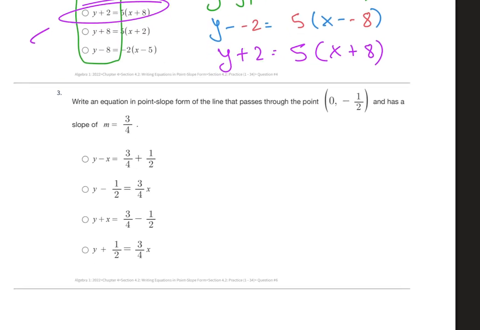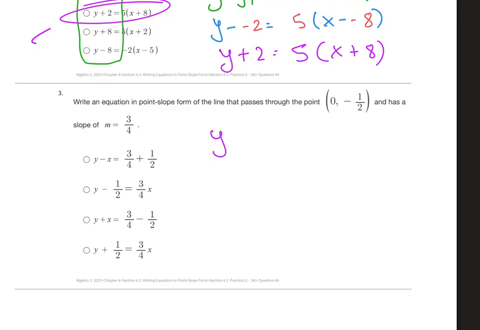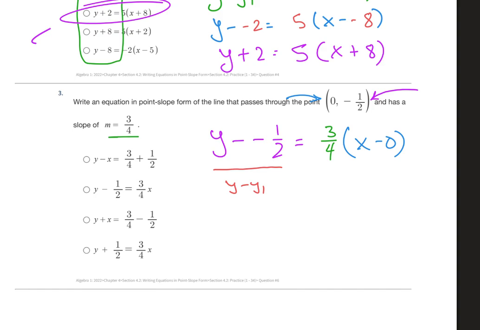Write an equation in point slope form. y minus negative 1/2. Why did I write down y minus negative 1/2 immediately? Because that's my y, and this is the left side of the formula, which is y minus y1, right? And the right side of the formula is the slope times x minus 0, that's my x. Because the right side of the formula is m times x minus x1.